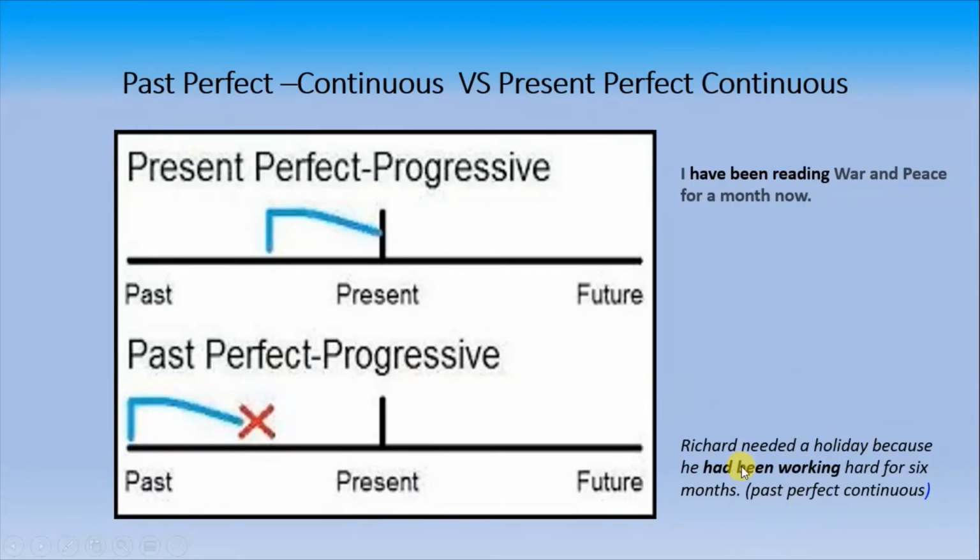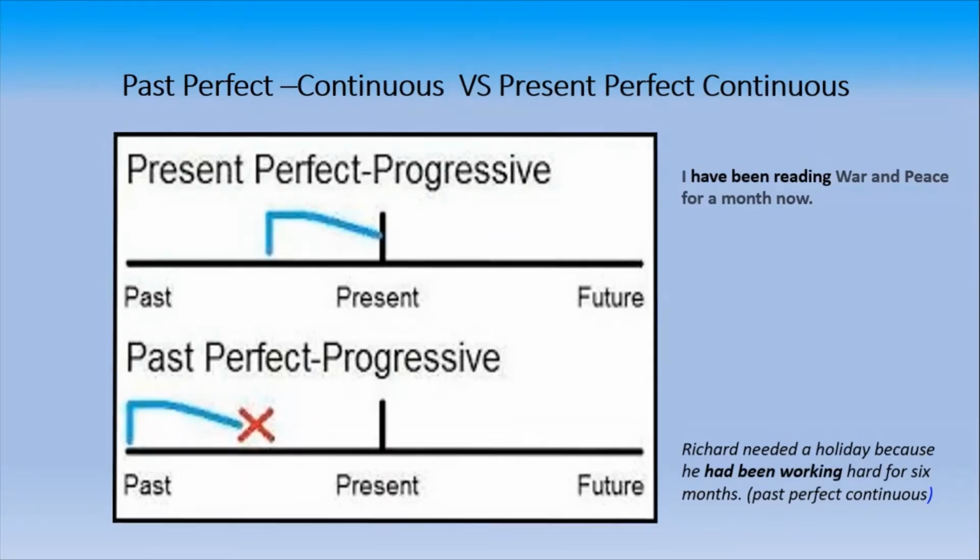This action happened in the past. You see here the past tense. Richard needed a holiday because there is a previous action. He had been working hard for 6 months. Before he needed the holiday, he was very tired because he was working hard for 6 months. I hope this is clearly presented for this sentence.